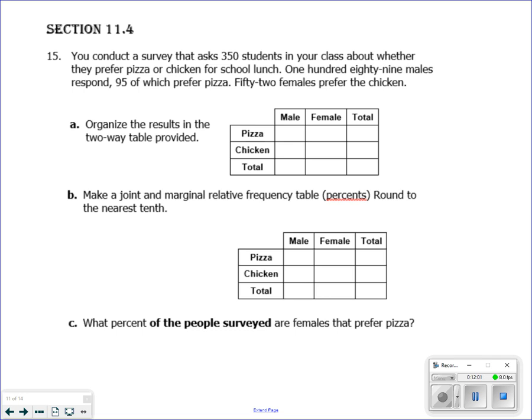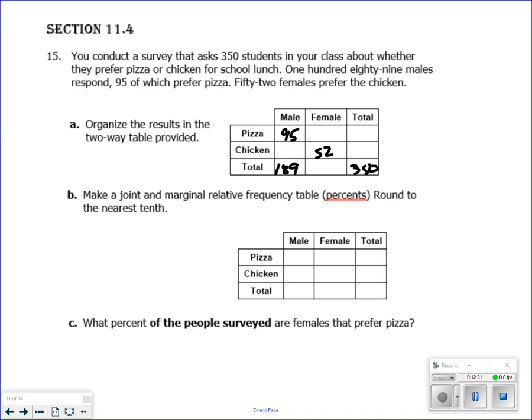You conduct a survey with 350 students in your class to tell whether they prefer pizza or chicken at the school lunch. 189 males responded, 95 of which prefer pizza. So I've got 189 males total, of which 95 prefer pizza. 52 females prefer chicken, and there's 350 total students that we talked to.